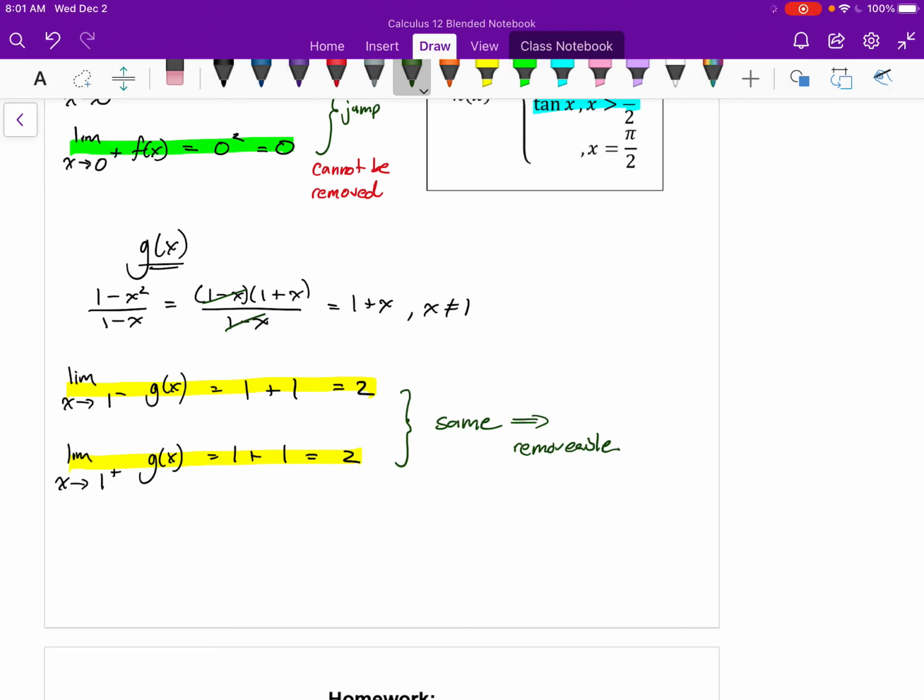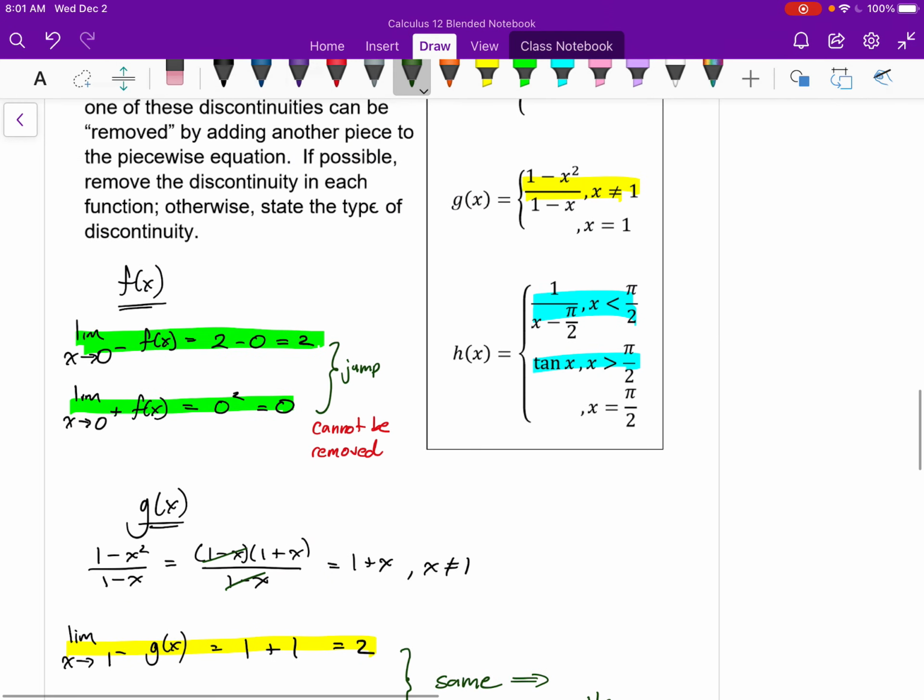So what does that mean? As I approach from the left and the right, the function is getting infinitely close to 2. But when x actually equals 1, the function is not defined, because when x equals 1 in this piece, I'm dividing by 0. So how can I remove the discontinuity? How can I fill in that gap? I can just add an extra piece where I say when x equals 1, let this equal 2. That second piece of the equation now removes the discontinuity.